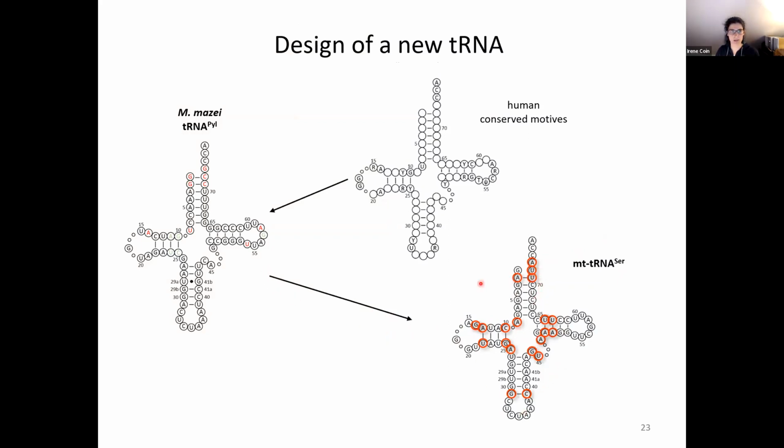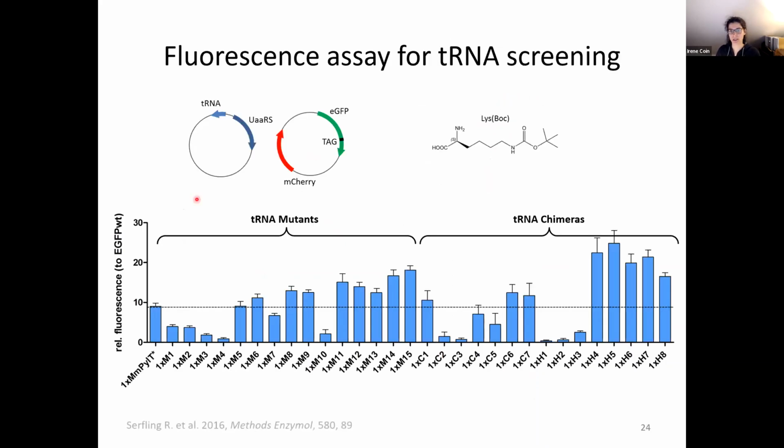We took the scaffold of mitochondrial serine tRNA and imported recognition elements of the pyrrolysyl tRNA. Something similar had been done before in bacteria. I don't want to lie, I suspect this was the Ditazole, I assume. I should double check, so I apologize if I made a mistake. The other thing is that we tried to import human conserved motifs of canonical tRNA into the pyrrolysyl tRNA.